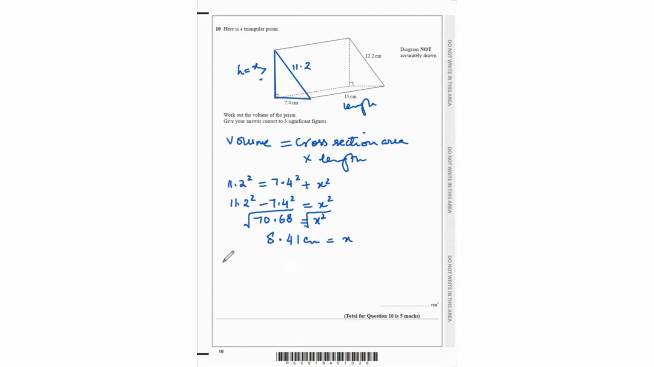That's your height. So now volume is going to be 1 over 2 times 8.41 times the base 7.4, and then times the total length of the prism, which is 15. So that's going to give us 466.75. They want the answer correct to three significant figures, so 467 centimeters cubed is the volume of this prism.